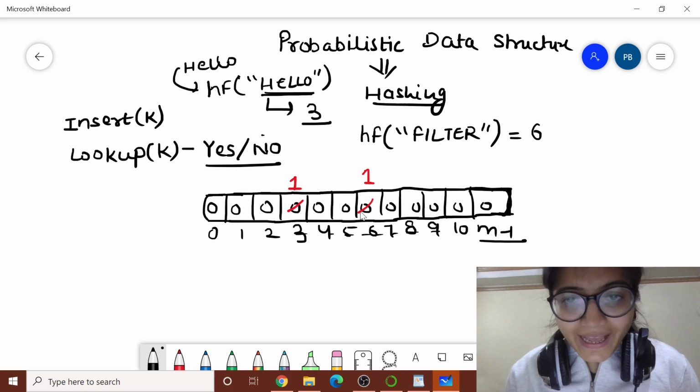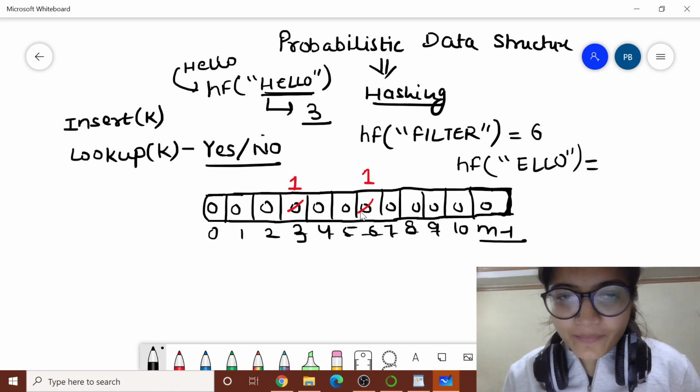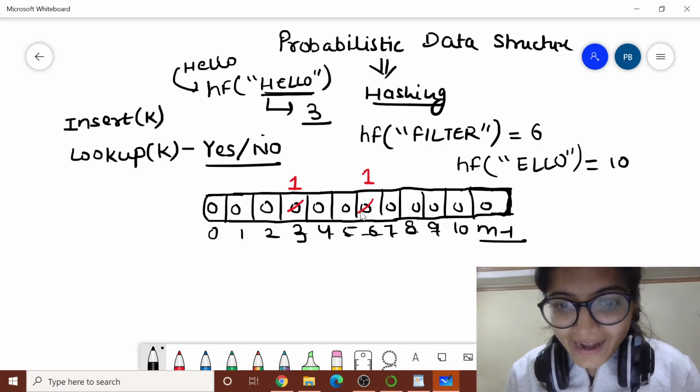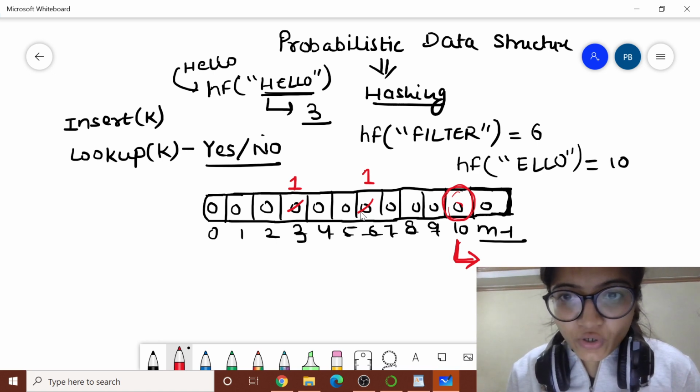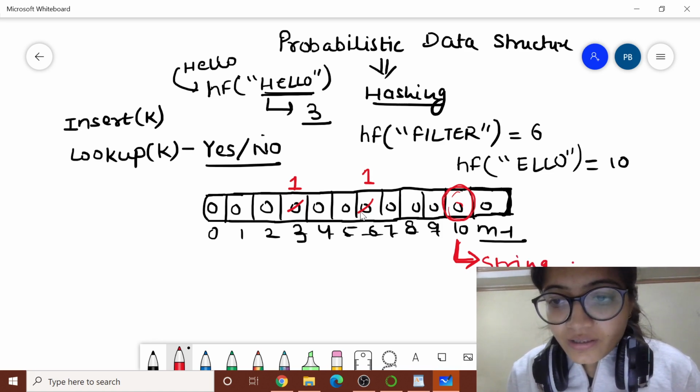Then what will happen after some time? Suppose there is a new string, not hello, and suppose the hash function of this particular string is 10. So you will see that at the 10th location, this is 0. This is reset. So if in that particular case your slot has a 0 value, it means you are very sure that that particular string is not already present.